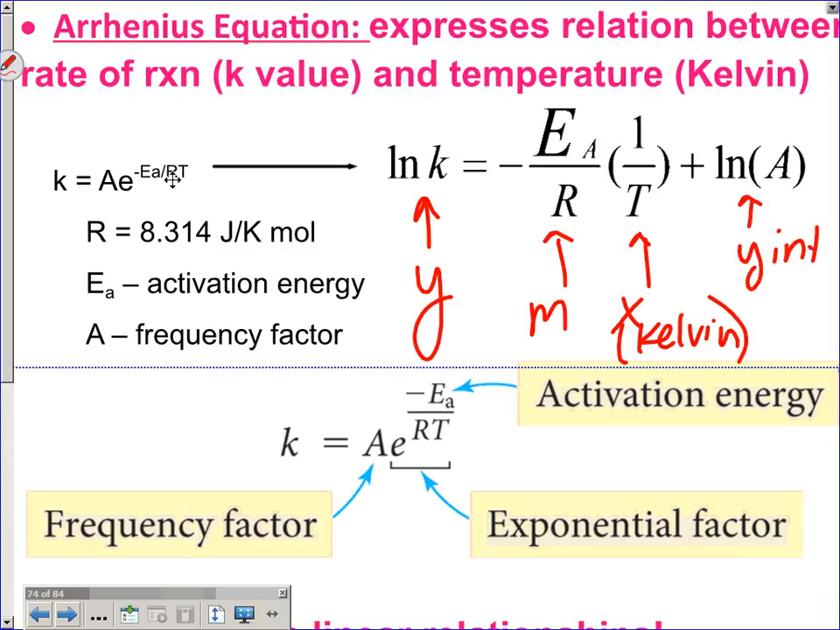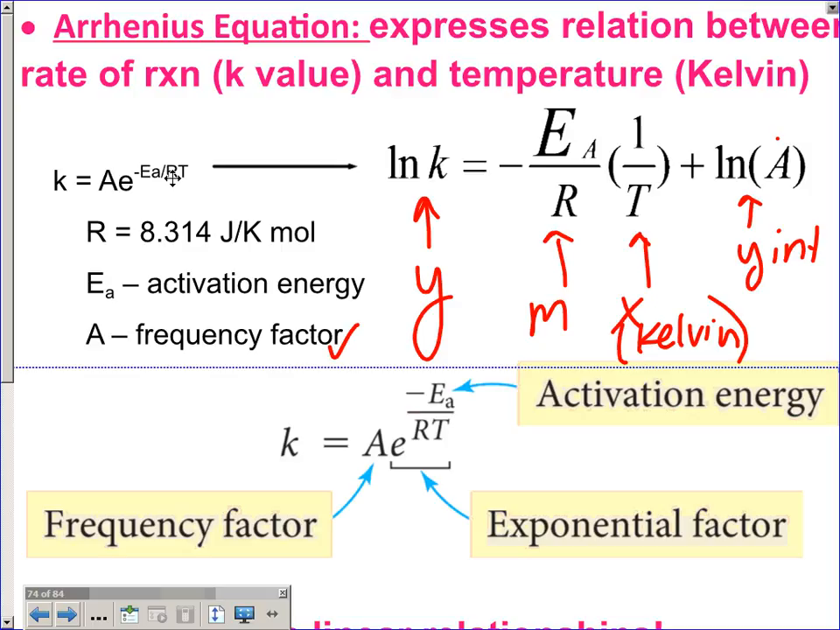But this is that A, which is the frequency factor. We will never actually calculate it. We're just going to say it's the y-intercept, or the ln of it is the y-intercept. We'll never calculate it ourselves. But it's the factor that includes the frequency of collision, the ones that collide with enough energy, and the ones that collide with the correct orientation. It includes all those other constants together, but we won't really mess with it too much.